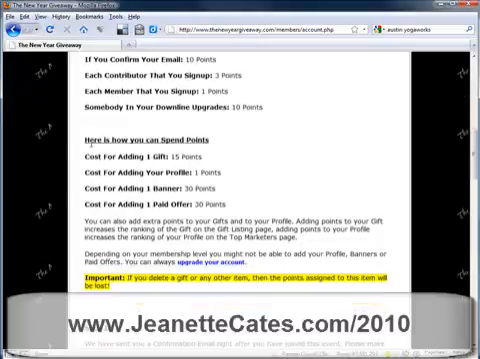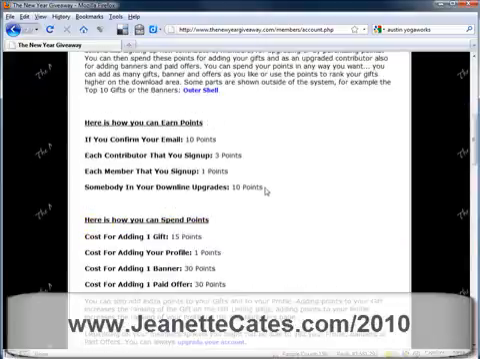Next, here's how you can spend points. So you can get points for adding a gift. It's going to cost you 15 points to add your gift. You can add your profile for 1 point. You can add a banner for 30 points. And you can add a paid offer for 30 points. So let's take a look at each one of these options and see how this works.